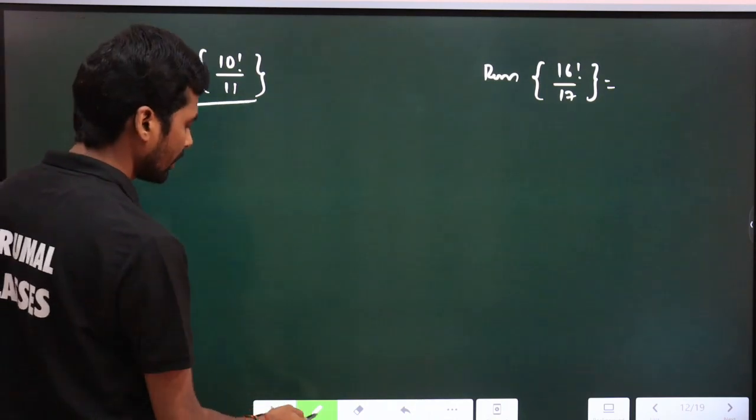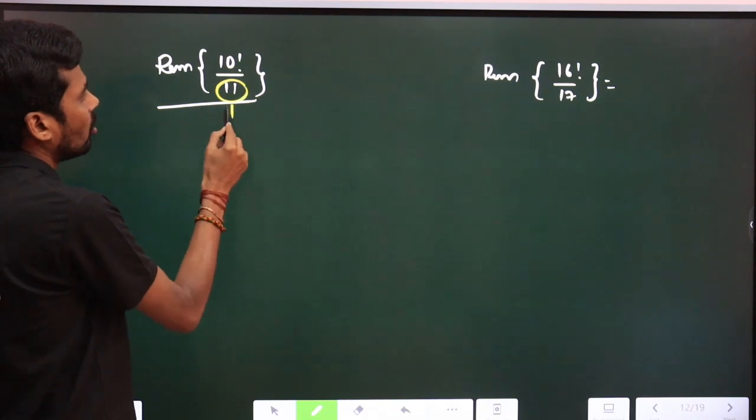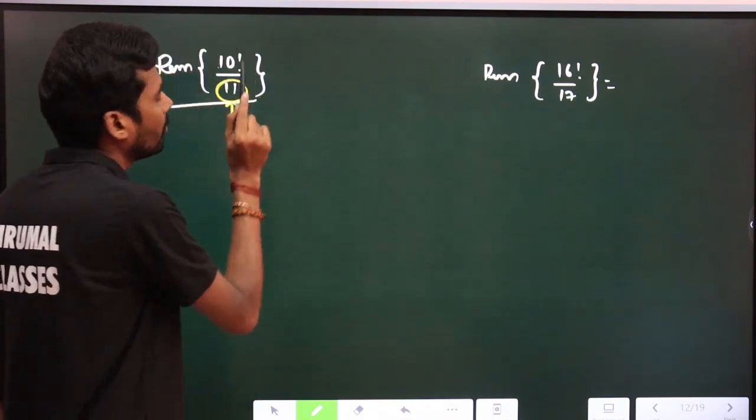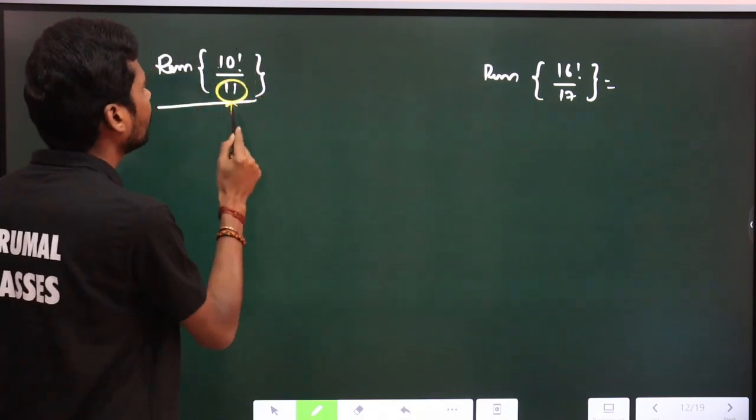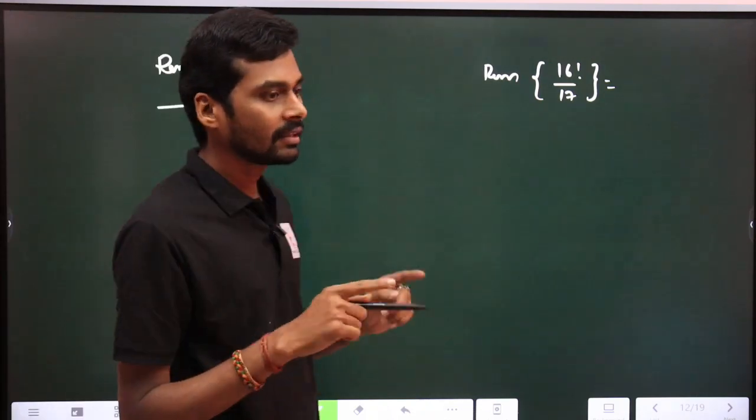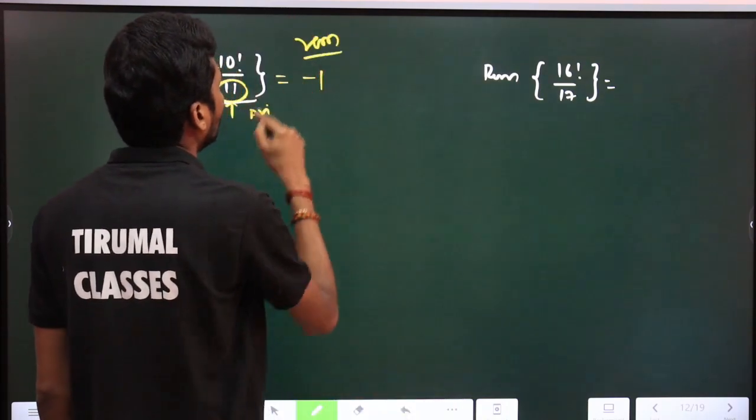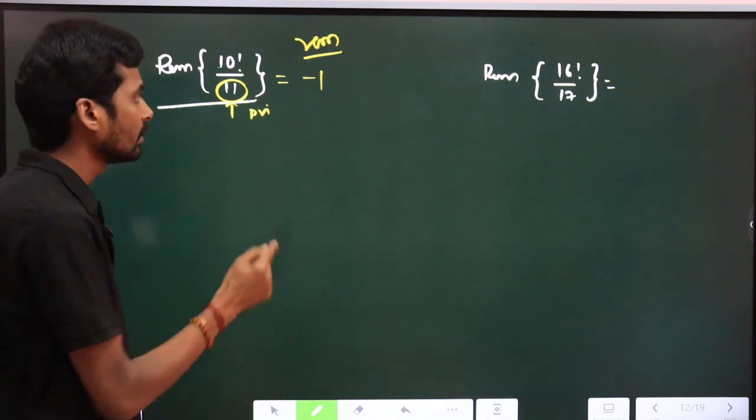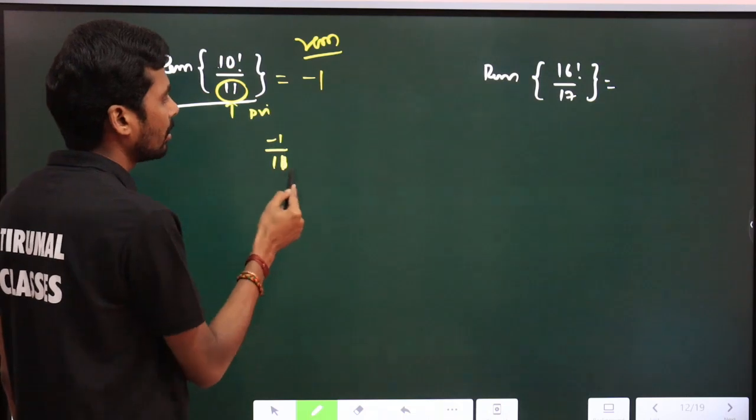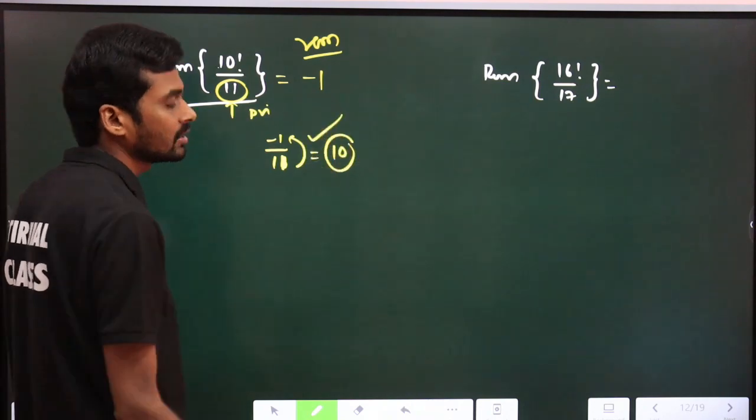Let's have a look at another one. Remainder of 10 factorial divided by 11. All you have to look at is the denominator part. If the denominator is a prime number, and the numerator is 1 less than the denominator with the factorial term, then immediately the remainder is minus 1. But we should always express it in positive values. So minus 1 by 11 means 11 minus 1. The final answer is 10.